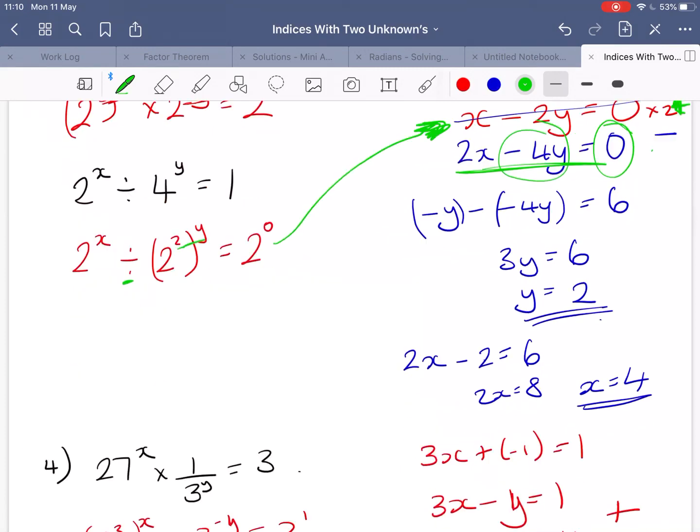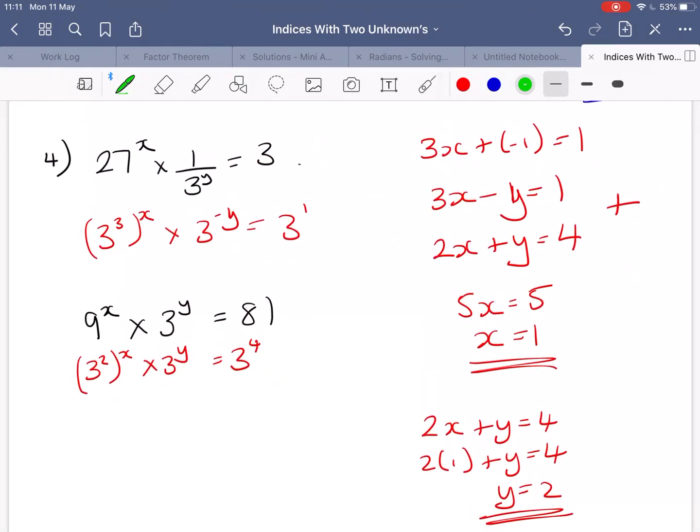Okay, right, and the last one, again, the equation you end up with is 3x take away y equals 1, because 3 is 3 to the power of 1, so that's that equation here. You end up with 2x plus y equals 4, which is this equation here. And because you've got a minus y and a plus y, you can just add the two equations and you get x equals 1, and then substitute that in and you should get y equals 2.